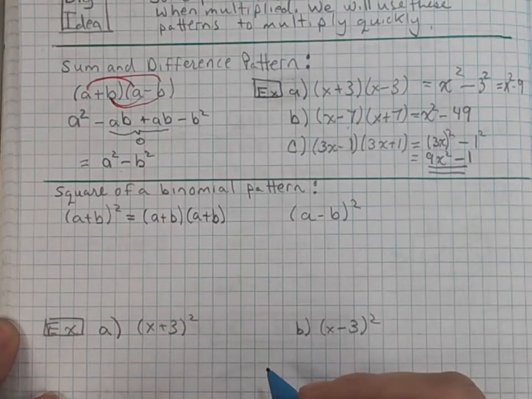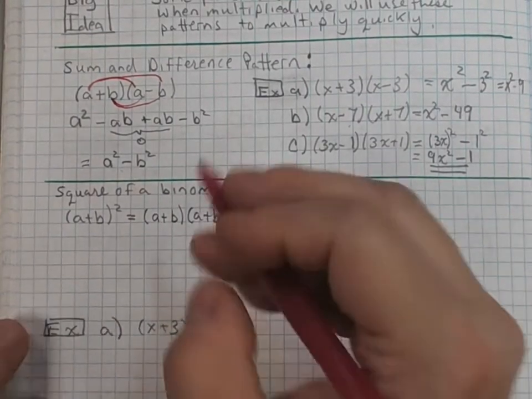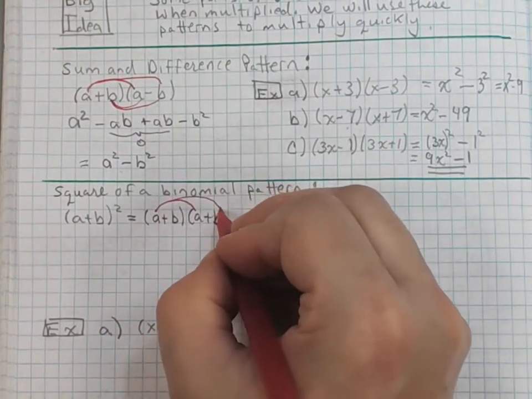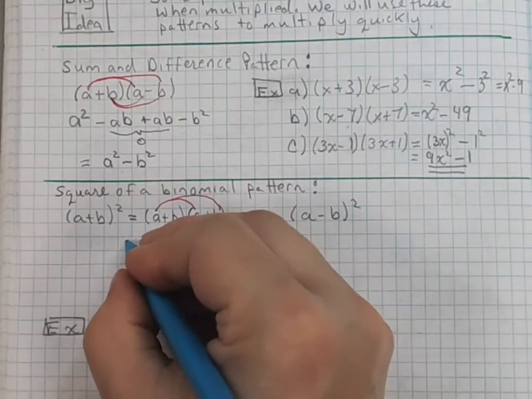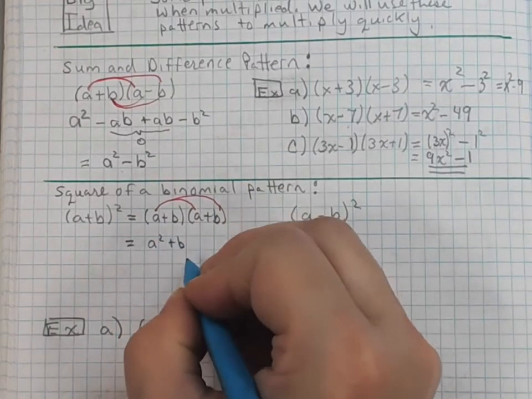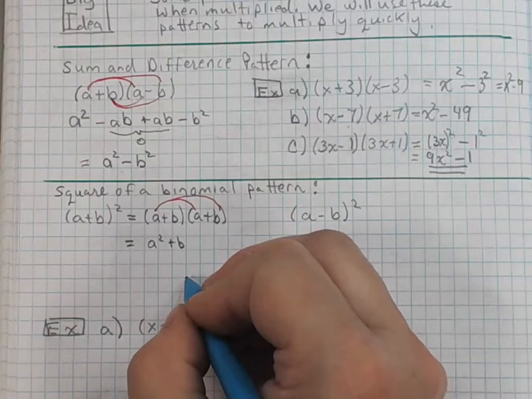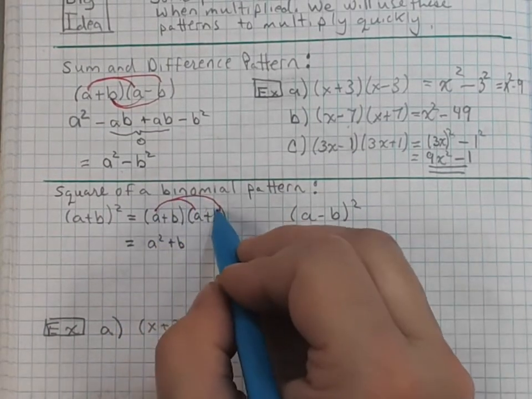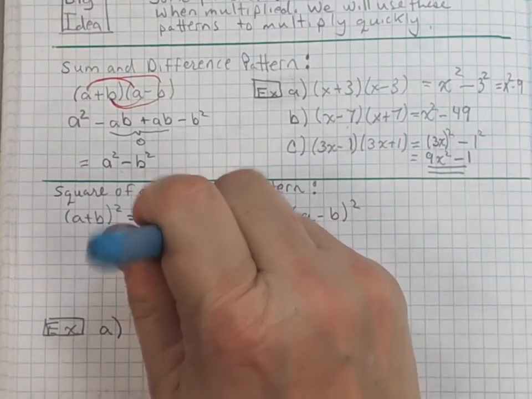So I'm just going to do it the long way first, so that you can see how the pattern happens. So a times a, and then a times b. So the result is a squared, and then the second term would be a times b, which is ab.